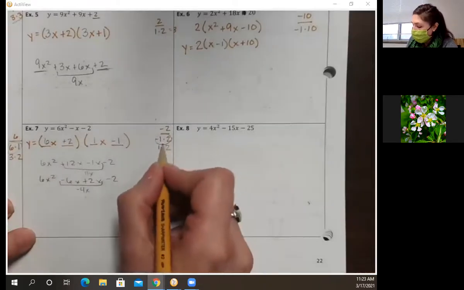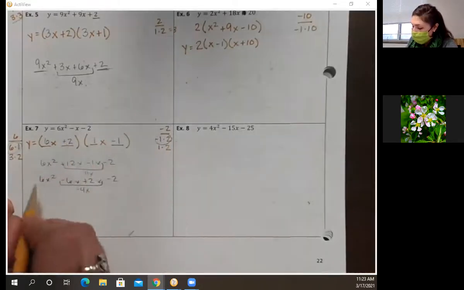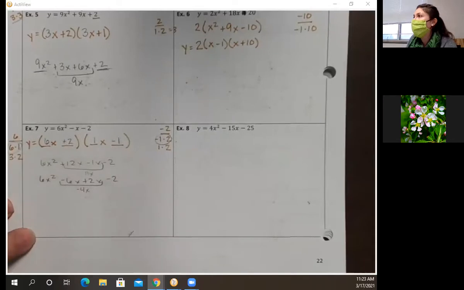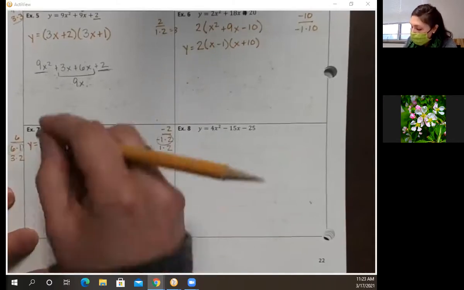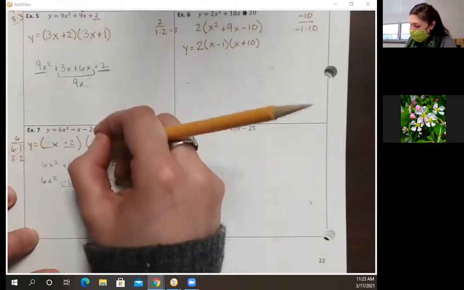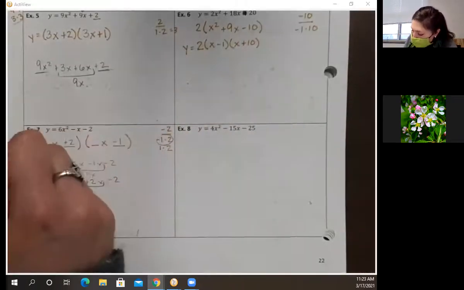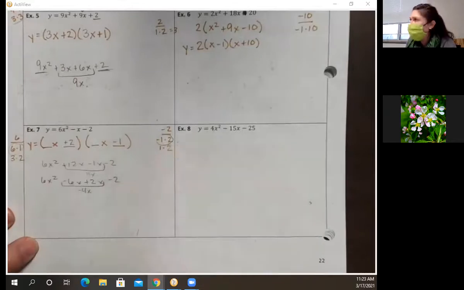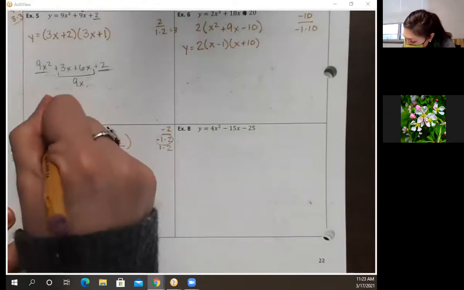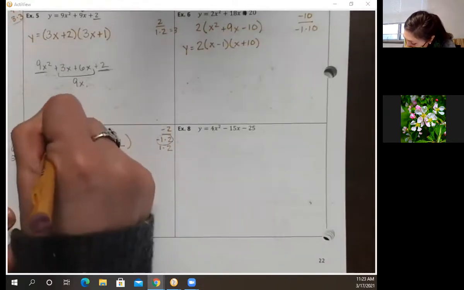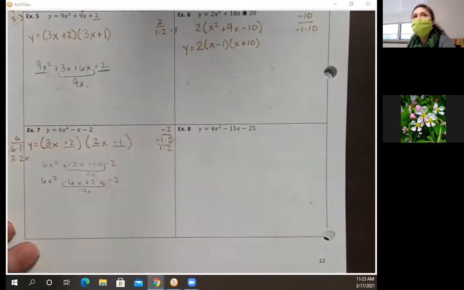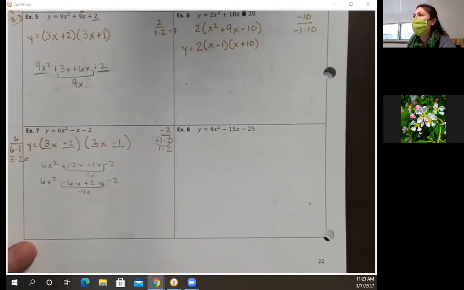Do you guys want to switch the end numbers or the beginning numbers? You want to switch the beginning ones? You want to try 3 and 2 instead? Okay. So we tried 6 and 1 with -1 and 2. That wasn't it. So let's now try 3x and 2x. Let's see if that works.